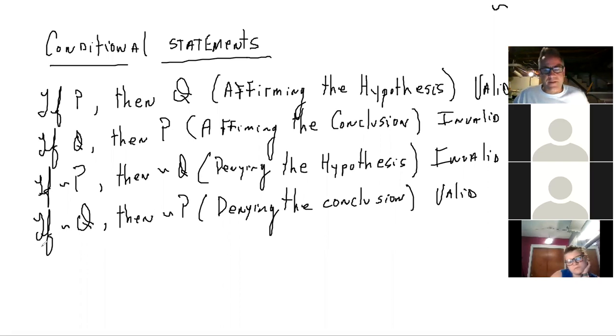So there will be a few homework problems in which you are given a statement and then have to determine which one of the four it is, and then you're asked about validity. And again, two of them are valid, this one and the last one, and these two are not: affirming the conclusion or denying the hypothesis.